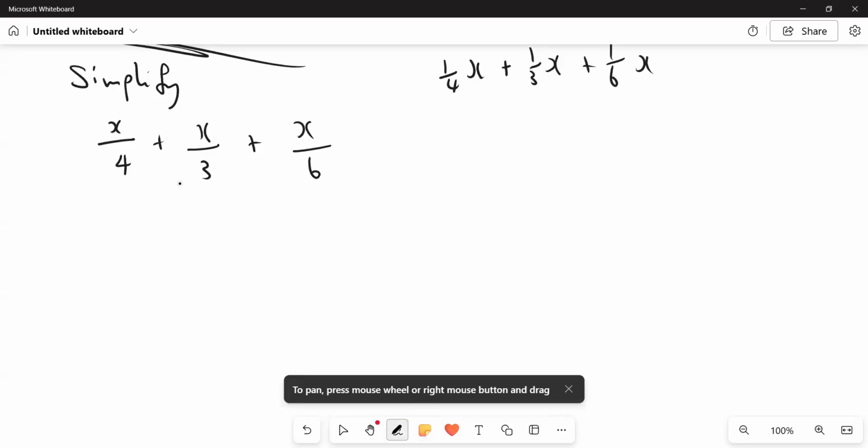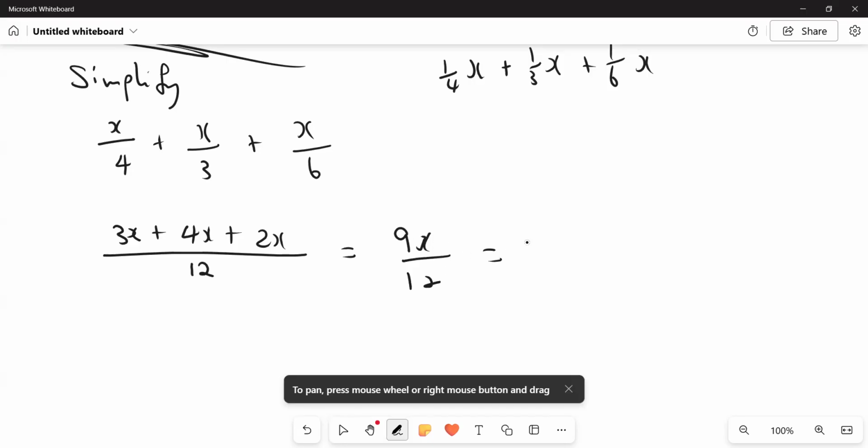So what do you do? You just find the LCM. LCM of 4, 3, and 6 is what? 12. 4 into 12 is 3. 3 times x, 3x, plus 3 into 12, 4 times x will be 4x. 6 into 12, 2. 2 times x is 2x. And you add all of that up, and you have what? 3x plus 4x is 7x and 2x, 9x. 9x over 12, which you can reduce to 3x over 4. That's simple enough.